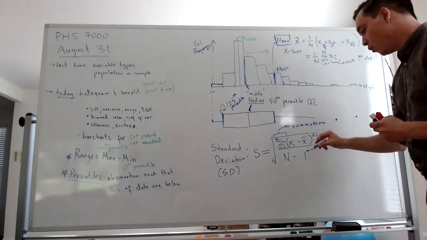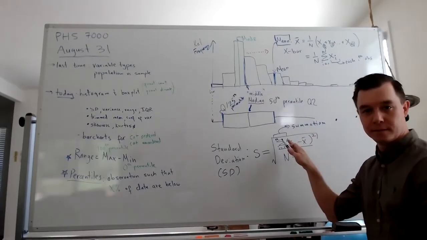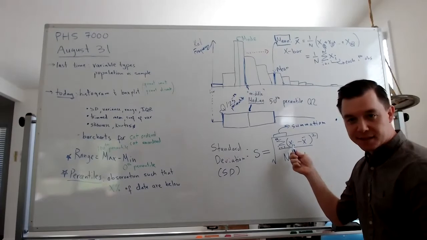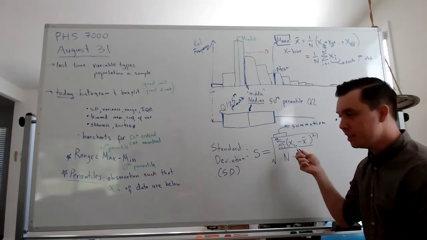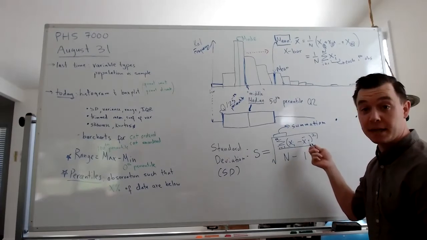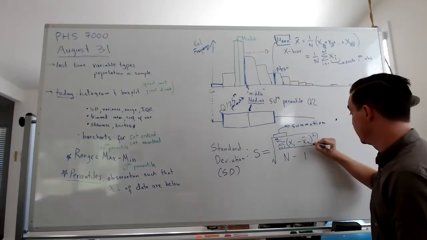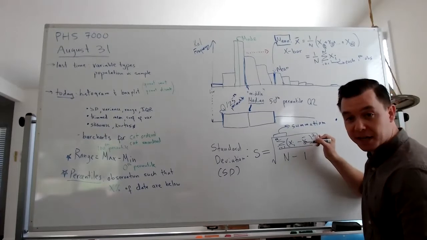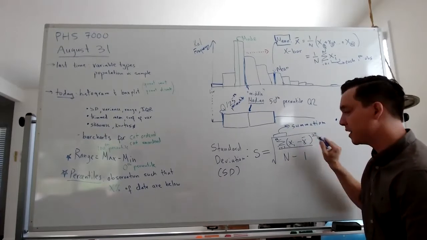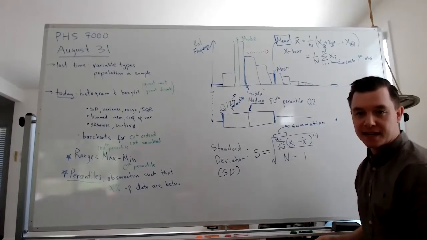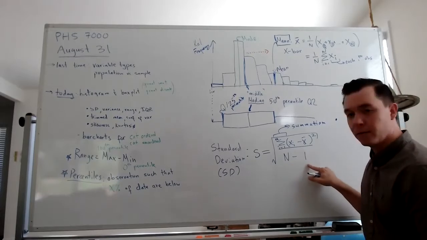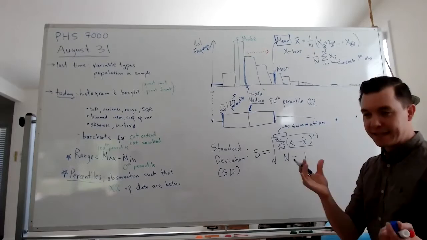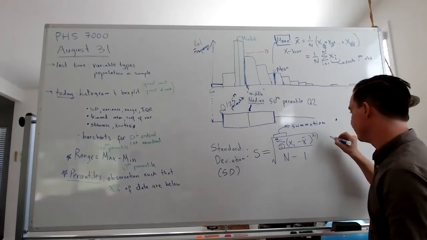So here, we're actually summing the difference between each observation and the sample mean, right? So this is the sample mean. This is the sample mean. We're summing, in fact, the squared differences between each observation and the sample mean. And we're dividing by n minus 1. So it's actually a pretty complicated formula.